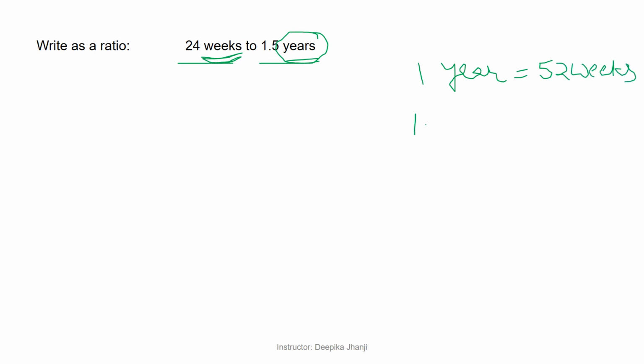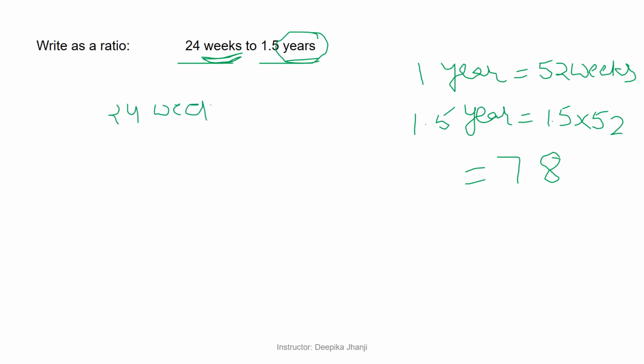So if we have 1.5 years, 1.5 years is equal to 1.5 times 52, and that becomes equal to 78, right? Now we can compare. So we have 24 weeks is to 78 weeks. Now we can compare these two quantities. So if I skip the word week, we have 24 is to 78. That is their ratio. And in lowest term, it is 2 times 12, 2 times 39.